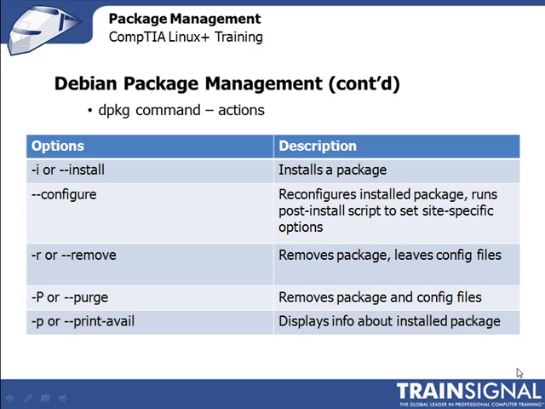--configure reconfigures an installed package and runs post-install scripts to set site-specific options. -r or --remove removes the package but leaves the configuration files intact. You might use this option if you anticipate having to reinstall the package a little later. -P or --purge removes the package along with the configuration files. -p or --print-avail displays information about the installed package.